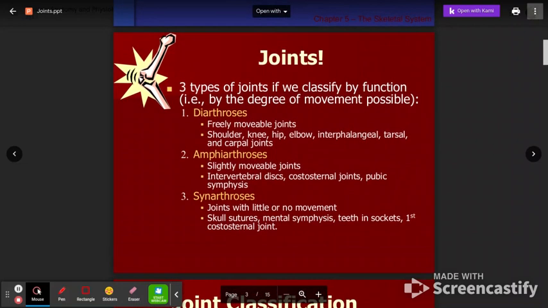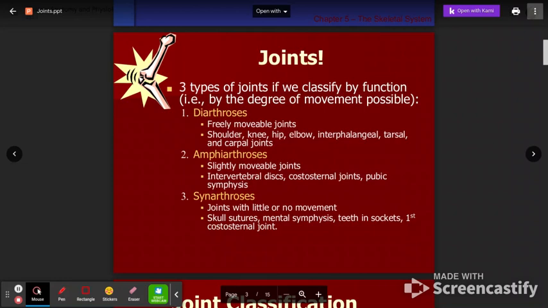Amphiarthrosis, slightly movable joints. So the joints in between the discs in my back, I've got lumbar, thoracic, cranial areas of my vertebrae. So in between there, we have a joint in every one. Costosternal joints, where would those be? Where's my sternum? Sternal here, okay? So joints in between your sternum and your rib plates.